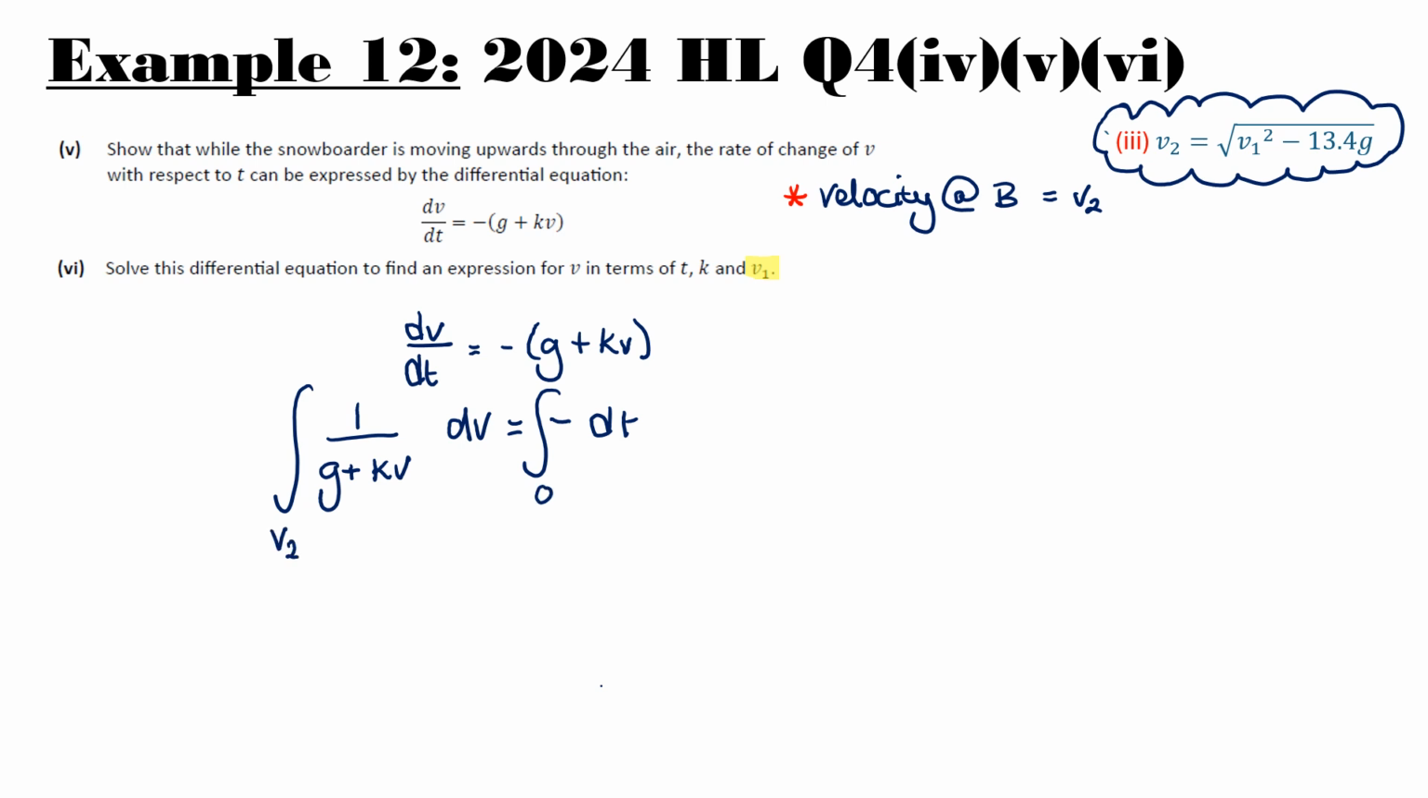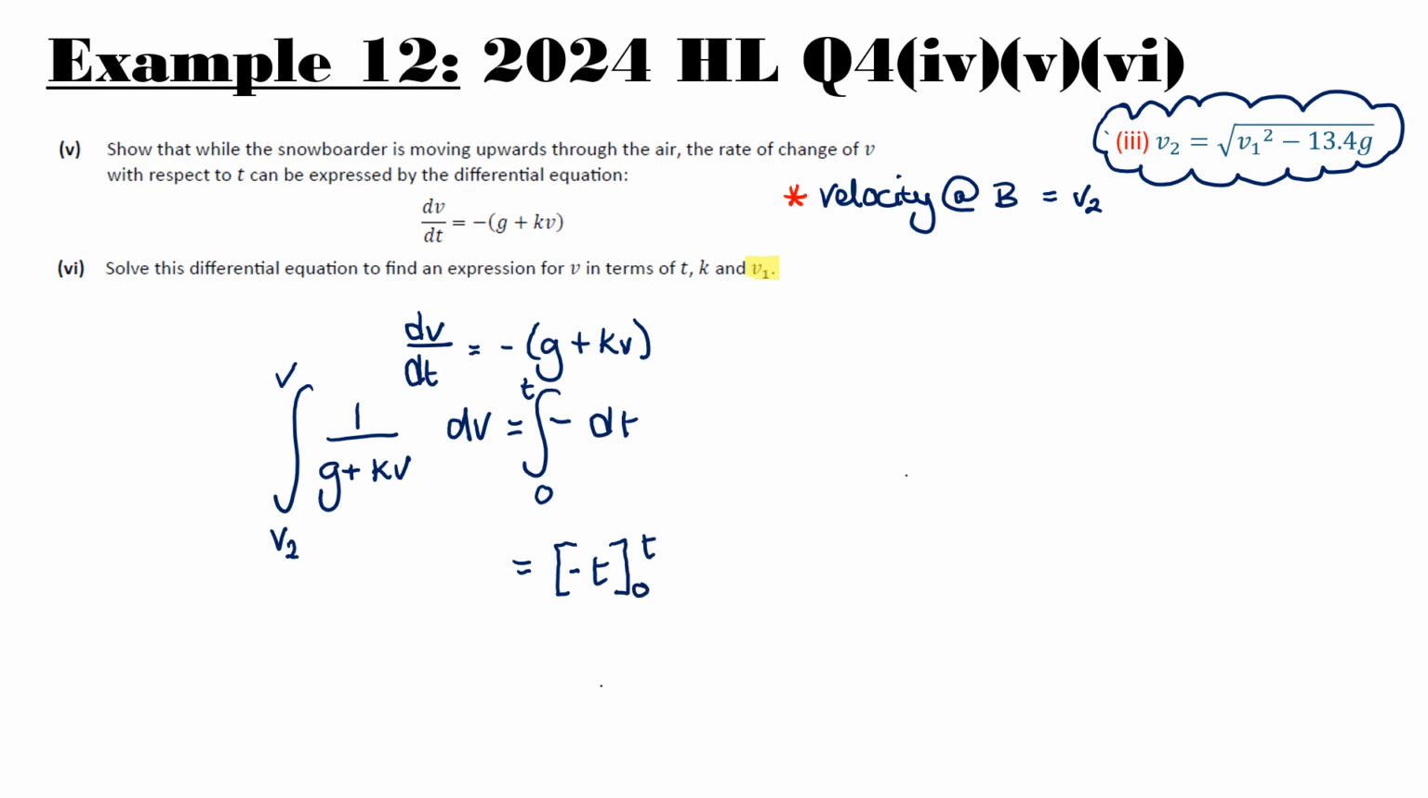So when the time is 0, our velocity is v2. And that's really, really important. That's what we're looking for. So then we have time and velocity v. So the right hand side, very straightforward, minus t, and we're evaluating that between 0 and t.